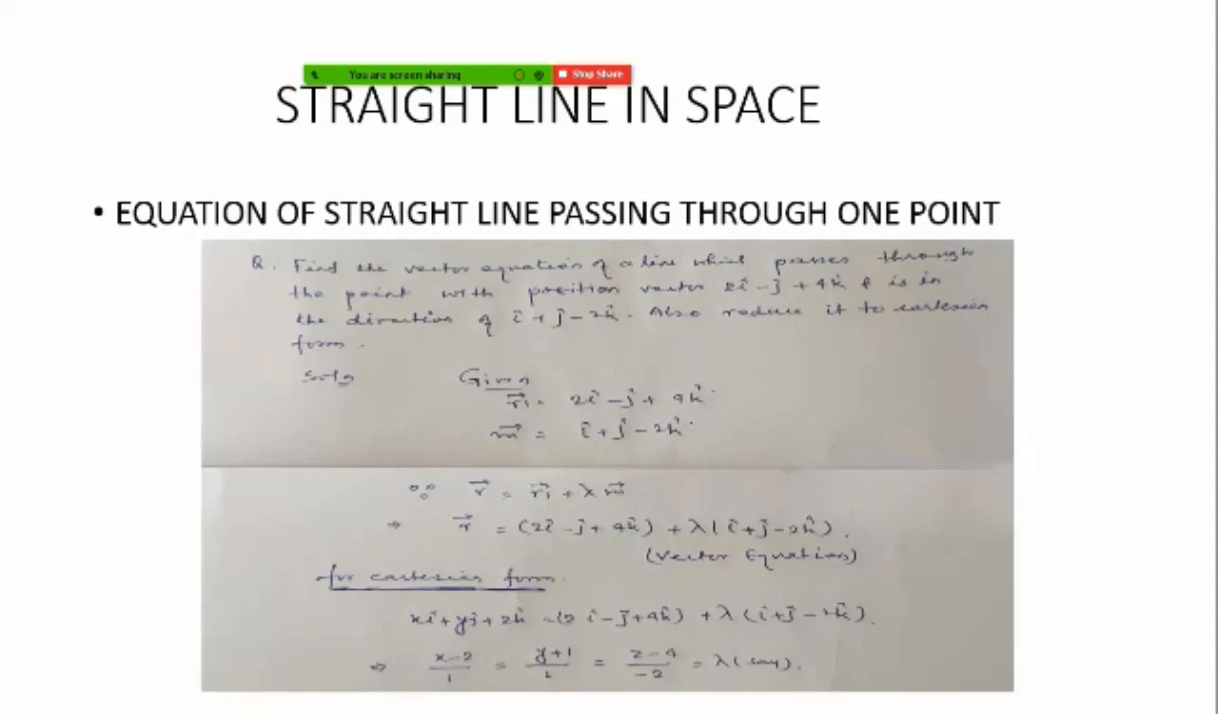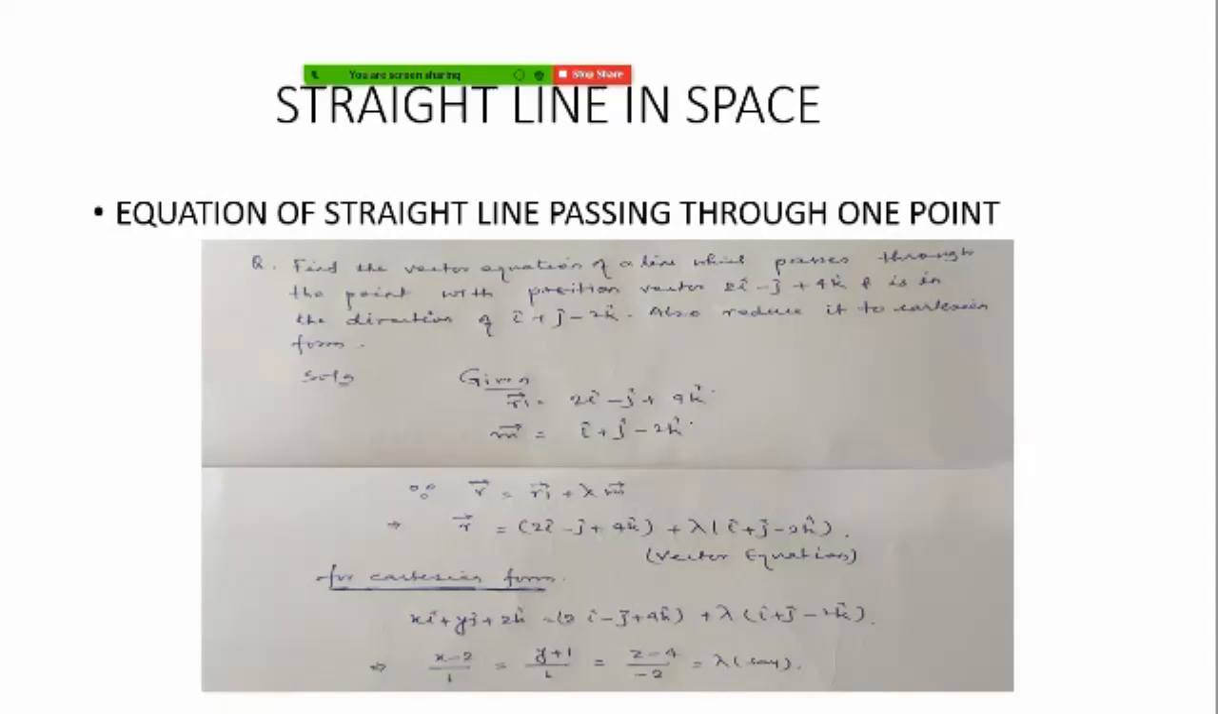The question is: find the vector equation of the line which passes through the point with position vector 2i cap minus j cap plus 4k cap, and is in the direction of i cap plus j cap minus 2k cap. And also we will have to reduce this vector equation to the Cartesian form.